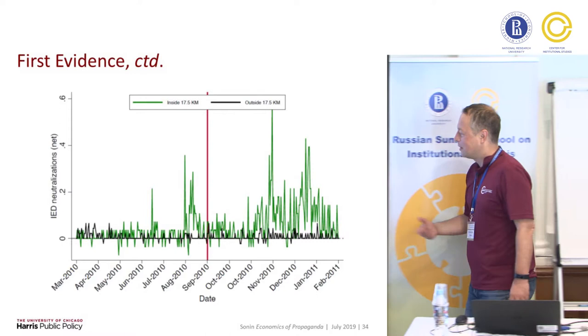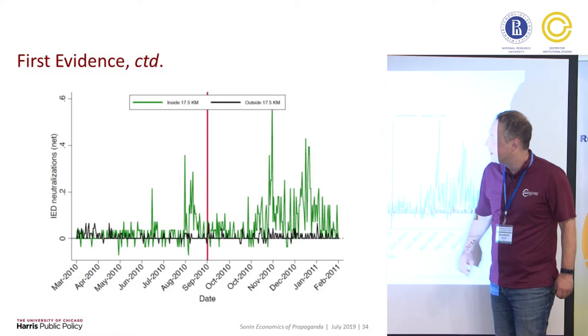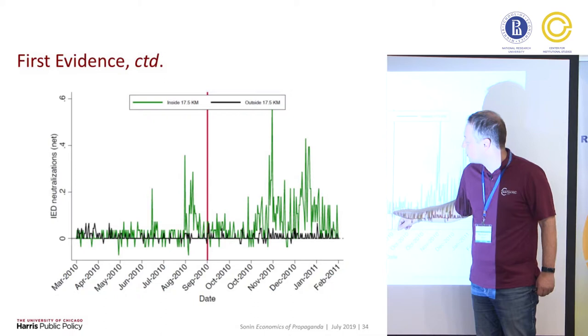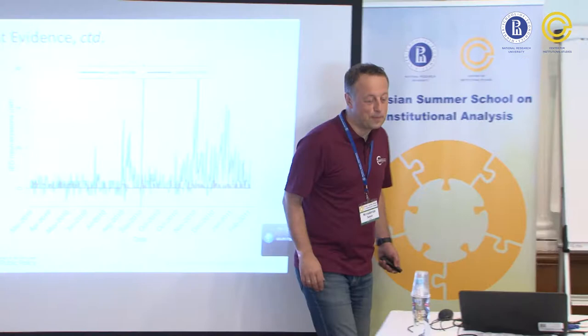So this looks like a strange thing, because it seems that there was a spike in roadside bomb neutralization, but it happened before the transmitter was put in place. Okay, we account for this. This was a raid by Marines, which was preparing the area for putting the transmitter there. So this might have some explanation.